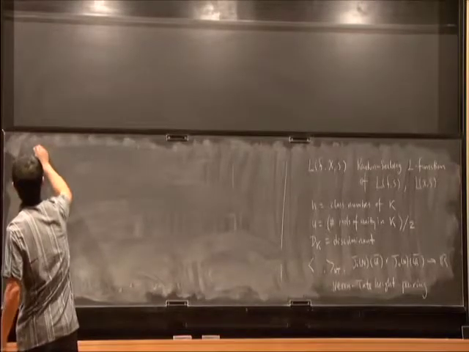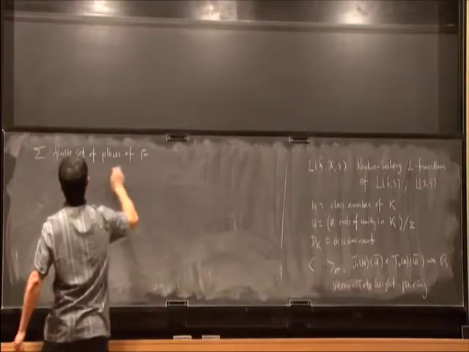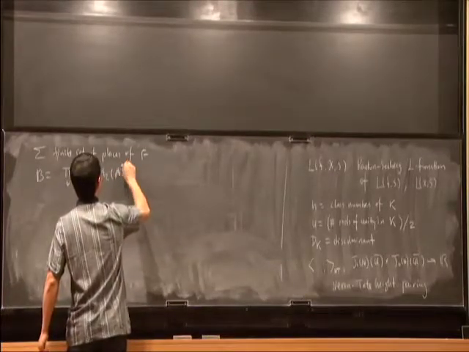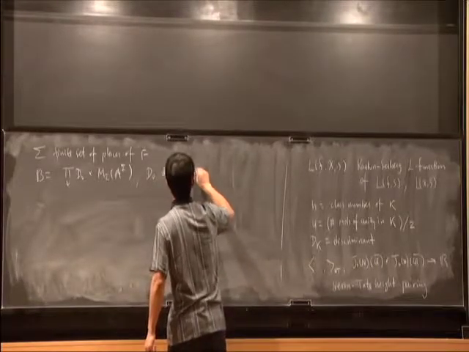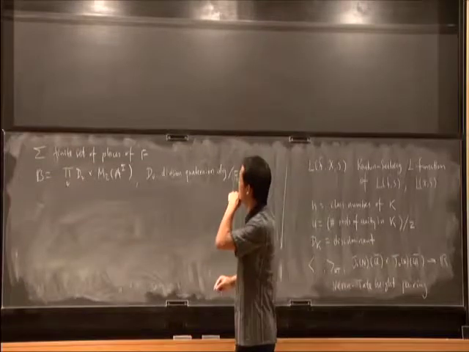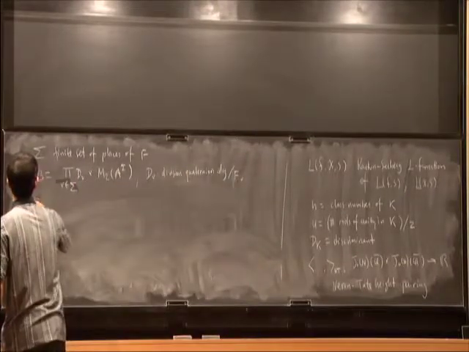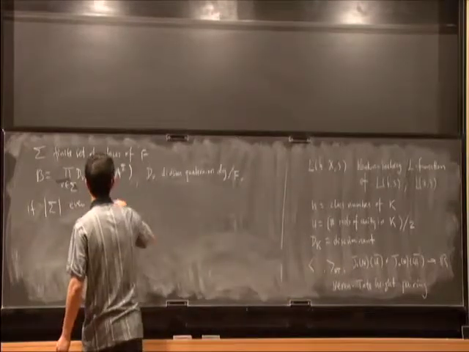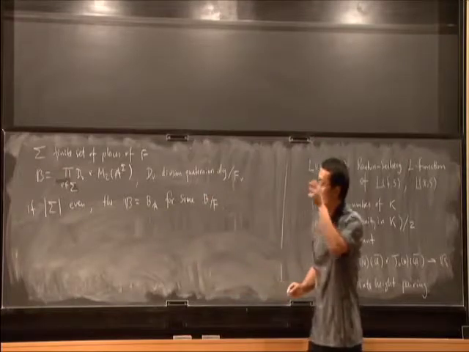So now for this B, we have a set sigma, a finite set of places of F. Then B is the product of d_v times M_2(A^sigma), where d_v is the unique division quaternion algebra over F_v for v in sigma. So now, if the cardinality of sigma is even, then we can find a quaternion algebra over F, and B really equals B_A for some quaternion algebra B over F. But if sigma is odd, then we don't have such a thing.